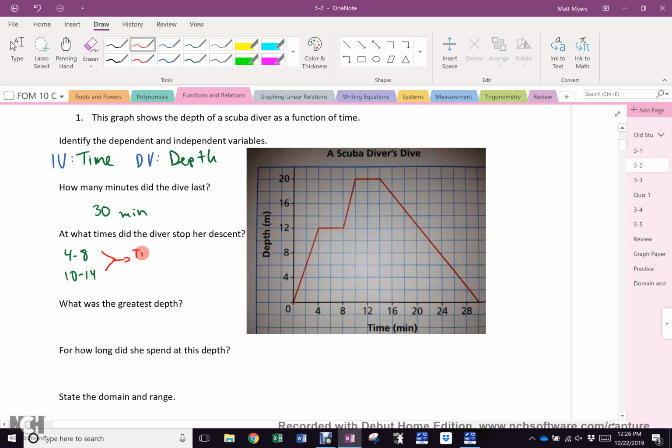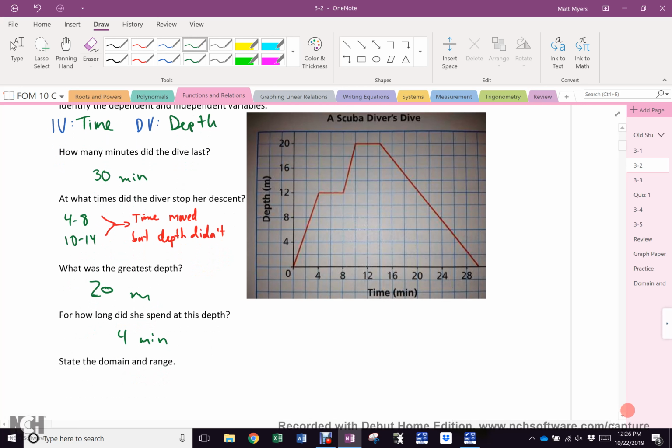Right. Time moved on, because does time ever stop? Time moved, but depth didn't. Excellent. What was her greatest depth? 20 meters. How long did she spend at that depth? 4 minutes. Oh, everybody, so good. Domain and range. What is the domain?